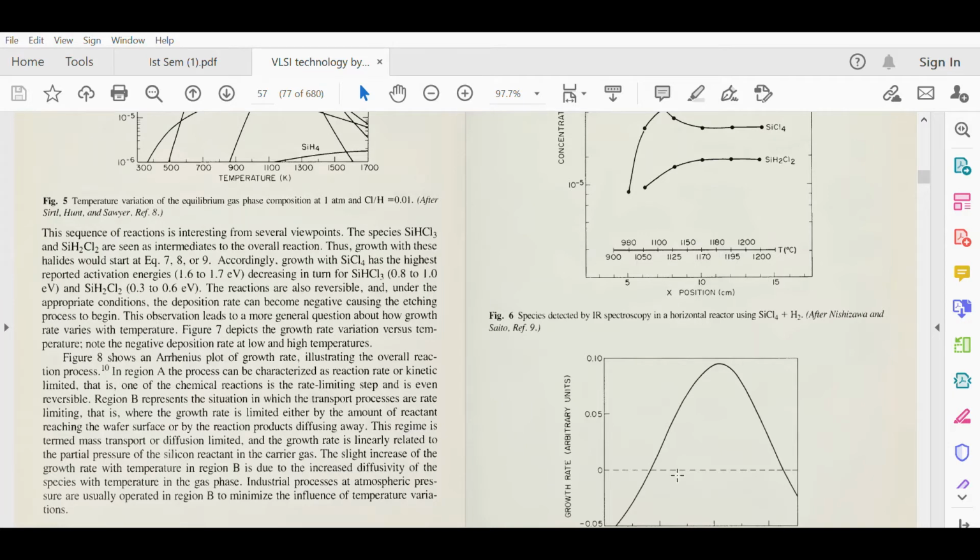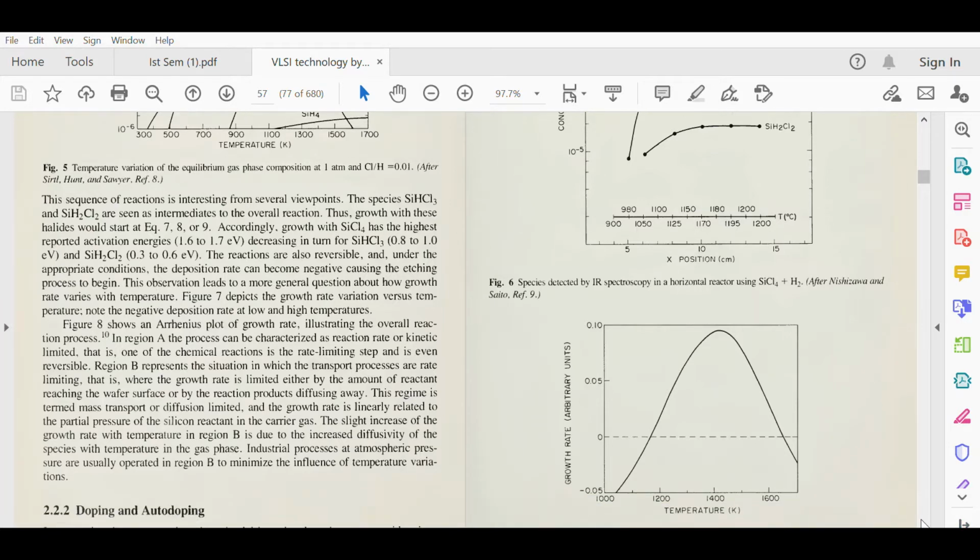Okay, so that figure is given over here. This is figure 7. Figure 7 is showing the growth rate variation versus temperature. Note the negative deposition rate at low and high temperature. So you can see that this is the zero line. If temperature is too high or too low, then your deposition will be negative. And if it is in the range of 1100 to say 1500 degree centigrade, you will find the positive curve of the deposition.